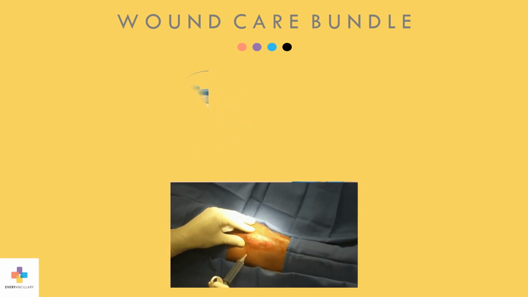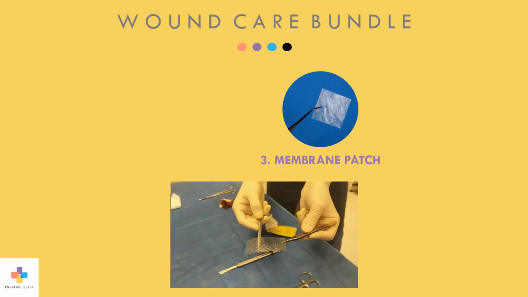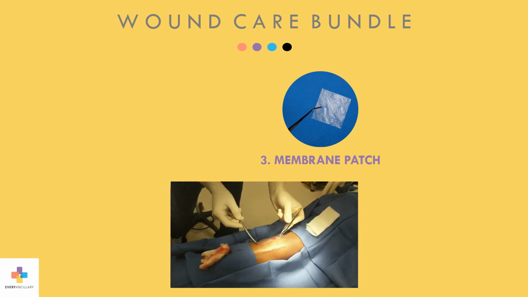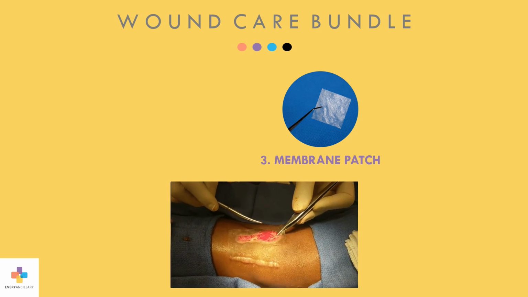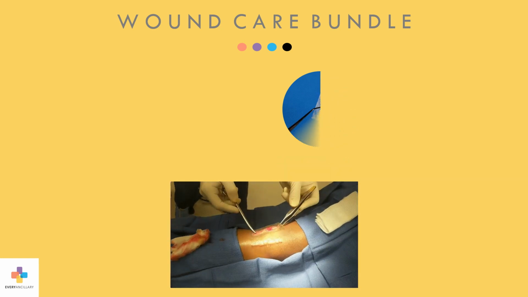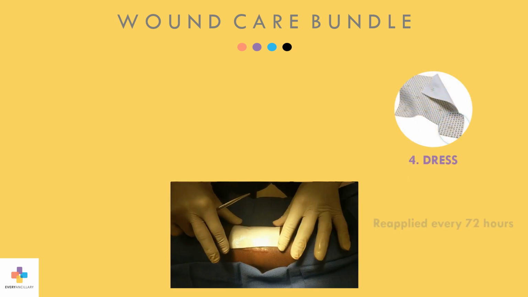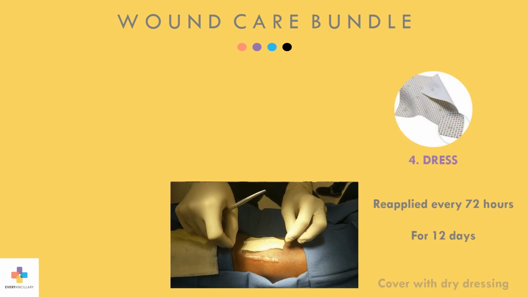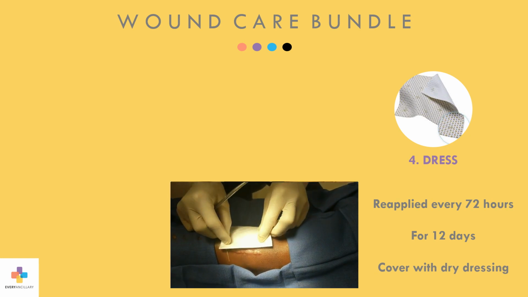The third step is cutting the dual-layer membrane patch to the appropriate size and shape, and hydrating the residual liquid allograft that is left topically on the wound. The doctor can also add sterile saline to fully hydrate if necessary. Finally, they'll apply the antimicrobial wound dressing to the wound. The dressing should be reapplied every 72 hours for 12 days and covered with a dry dressing.